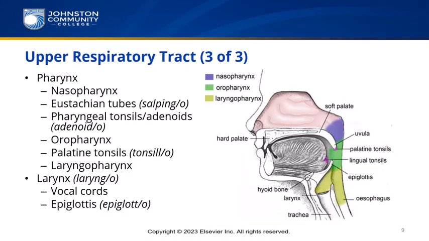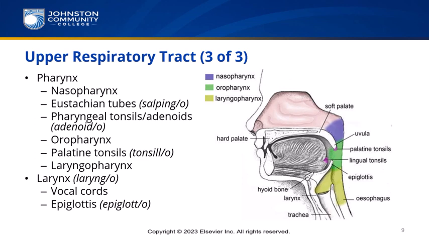Then we have the oropharynx. That is the part of the throat that is directly behind the oral cavity. Remember, oro is our combining form for mouth. The palatine tonsils are the lymphatic tissues that guard this opening. Then we have the laryngopharynx, also called the hypopharynx.